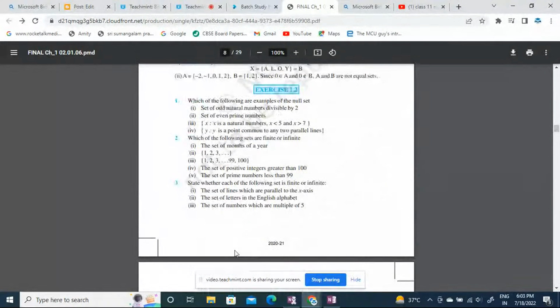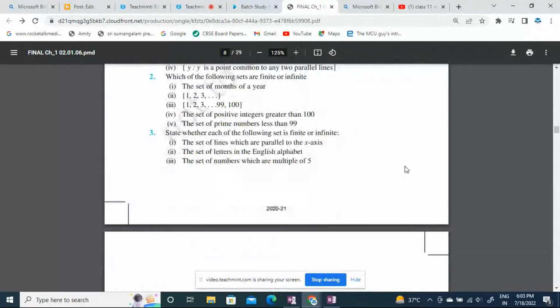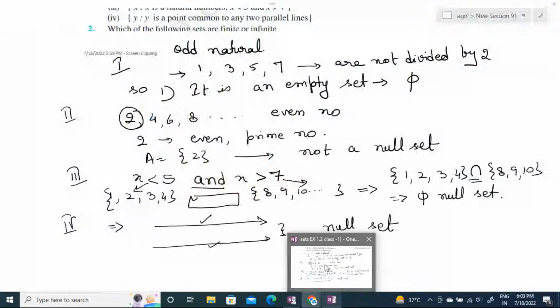Now in question number 2 we have to tell the finite and infinite sets. What are finite sets and what are infinite sets?